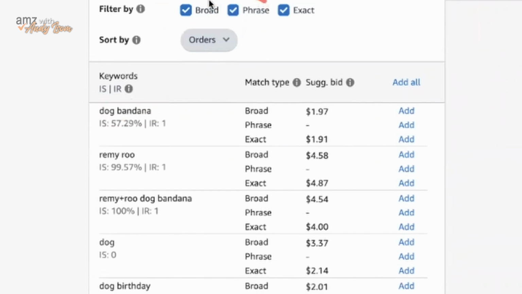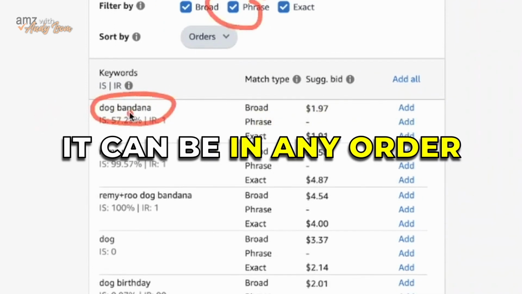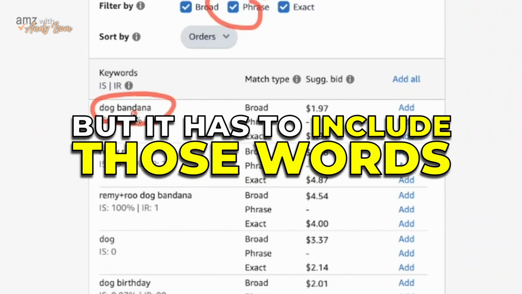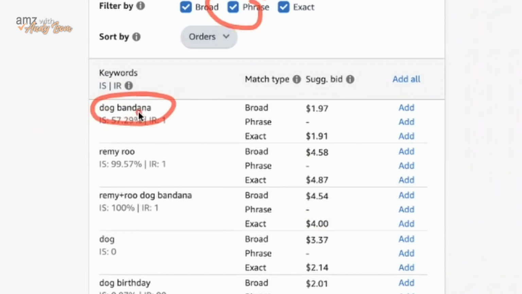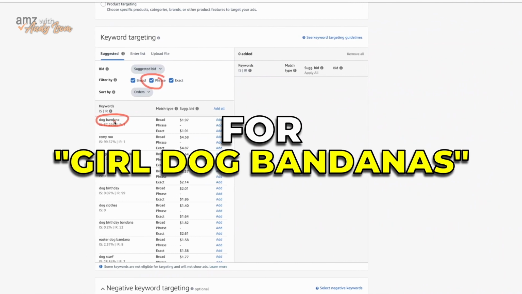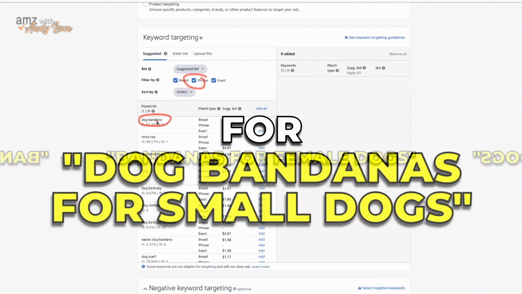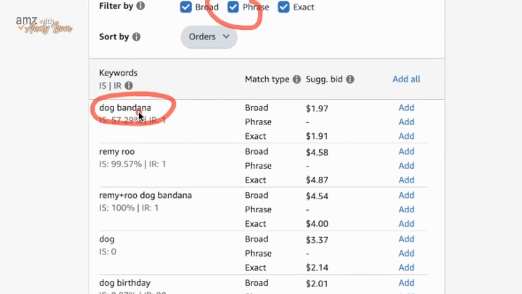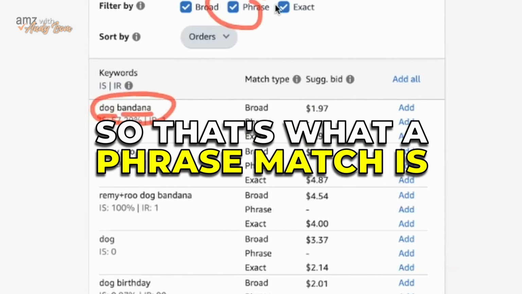Phrase match has to include the words. It can be in any order. It could also be pluralized. It can also have additional words, but it has to include those words. So if you target the phrase match of dog bandana, your advertisement would show up for bandanas for dogs, girl dog bandanas, dog bandanas for small dogs, bandanas for female dogs. You see what I'm saying? It includes those 2 words somewhere in the search query. So that's what a phrase match is.